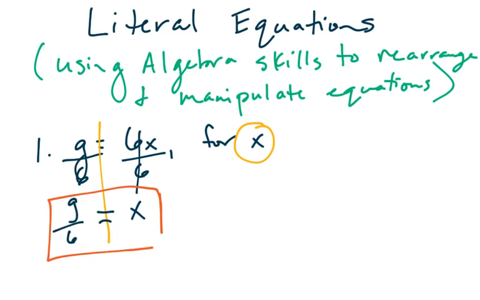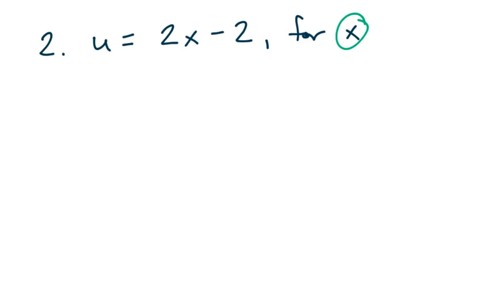So let's look at another example. Number 2 on the worksheet says u equals 2x minus 2. And they want us to solve for x. 4x, okay? So right now, it's solving for u. This equation is solving for u. We want to put it in the form of solving for x. So I'm going to move everything to the other side of the equation using my algebra skills.